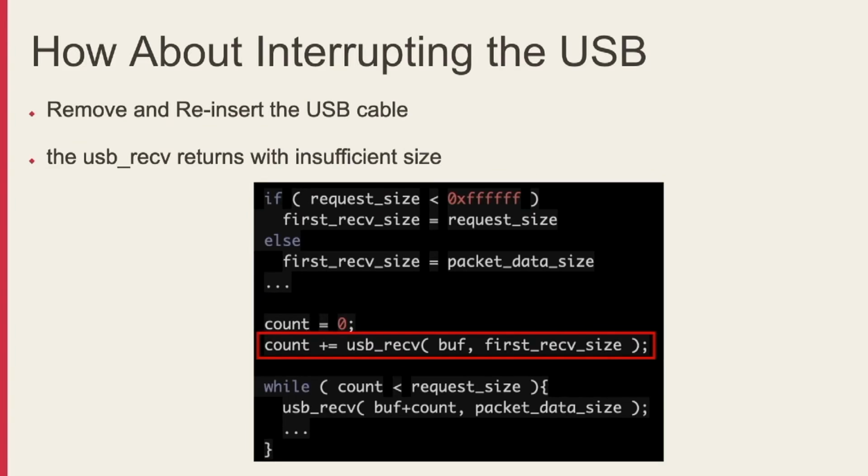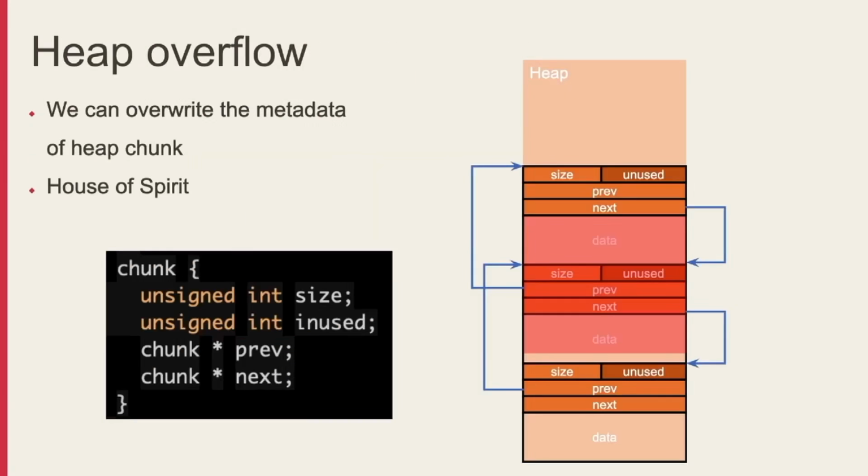This time, I came up with an idea, which was to send only a very small amount of data, and then remove and reinsert the USB cable. The first USB receive returned insufficient size, which allowed us to reach the second USB receive. This time, it's received with the size of packet data, allowing us to overflow the heap buffer. It turned into a heap overflow challenge.